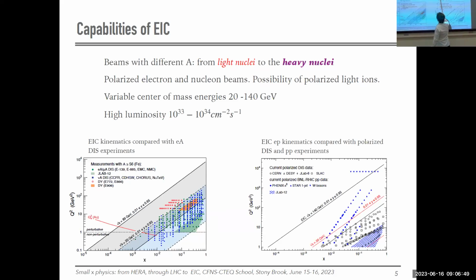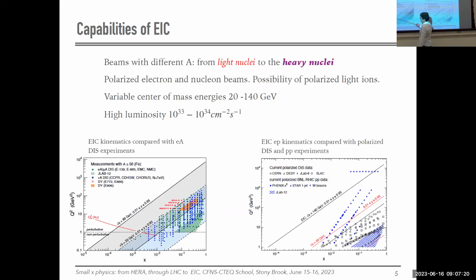It has beams from different A, from light to heavy nuclei. It has polarized electron and nucleon beams and the possibility of polarized ions, and variable center of mass energies. That is very important, from 20 to 140 GeV, as well as very high luminosity. So we can look at rare processes. So in the context of, for example, physics with nuclei, this is the range of the EIC kinematics.